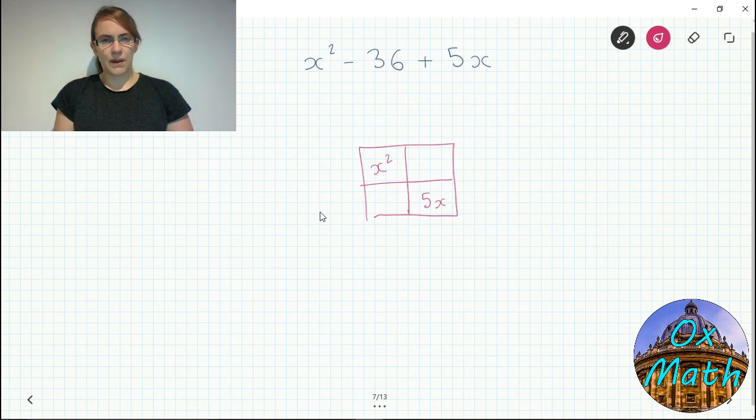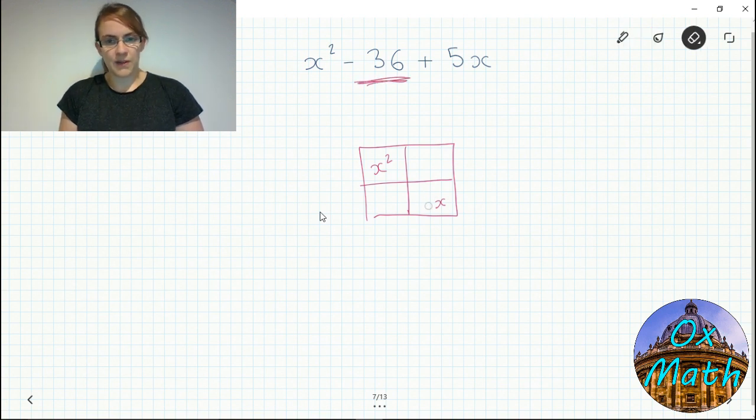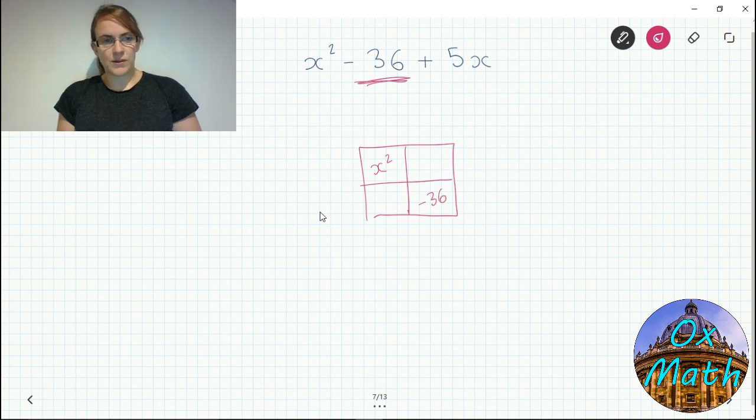And then you'll start thinking, hold on, this doesn't look quite right. Remember, it is always our constant term that goes in our bottom right hand box. So our minus 36 goes in our bottom right hand box. That means that you can't just write TAX above this equation, because the terms are in a different order to how we've been doing it previously.